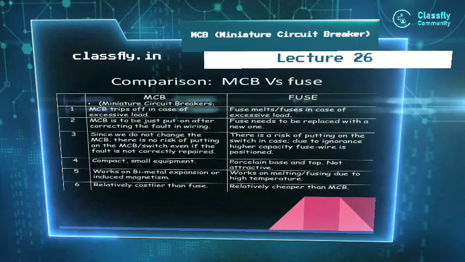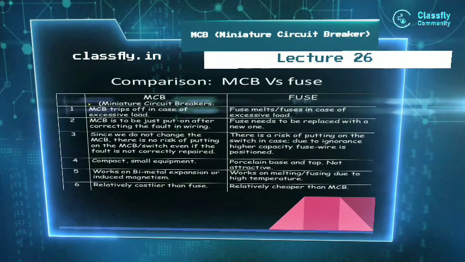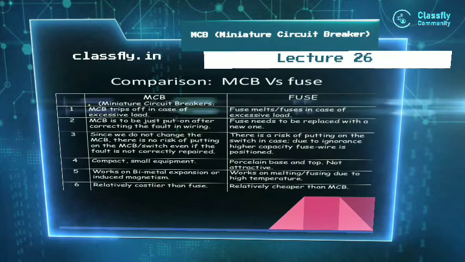We know that MCB's full form is miniature circuit breaker. MCB trips off in case of excessive load. Fuses melt in case of excessive load. What does an MCB do? It switches off directly or trips off. But a fuse melts. Okay. Second point is that an MCB is just put back on after correcting the fault in wiring. A fuse needs to be replaced with a new one. We just need to make the MCB go back to its original position, but we have to replace the fuse whenever it melts.